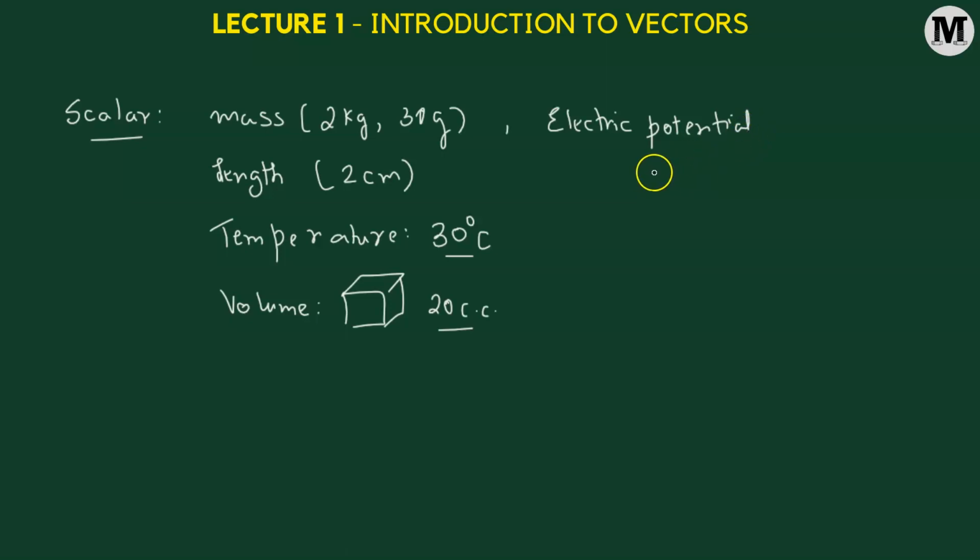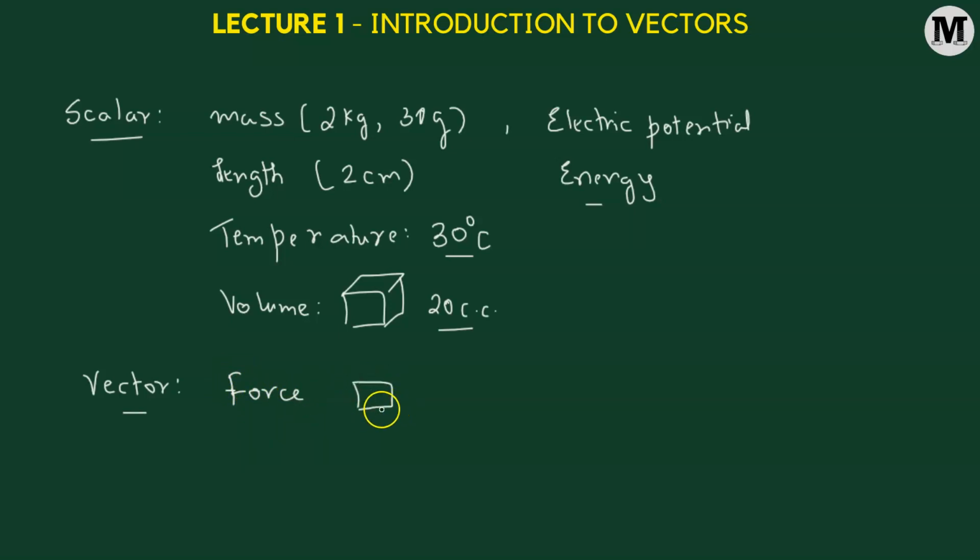Then we could have energy. We can also consider an example of the energy of an object or energy of a system. These are all scalar quantities. Now, in contrast to scalar quantities, we could have a vector quantity. A vector quantity is something which has got both magnitude and direction. The best example we can think of right now is a force. Force applied on an object.